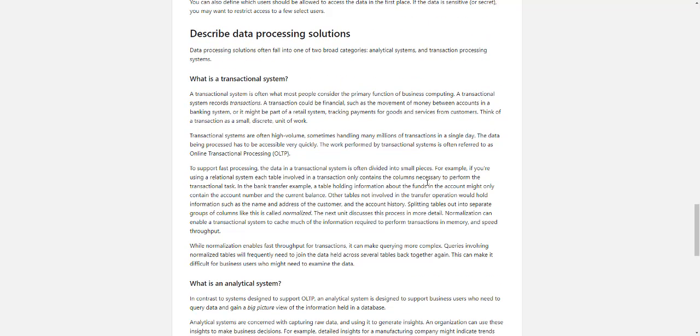Describing data processing solutions. Data processing solutions often fall into one of two broad categories: analytical systems and transactional processing systems.